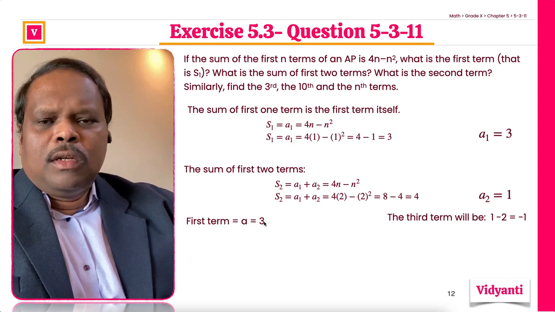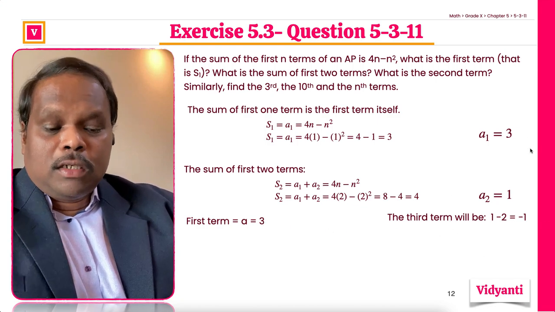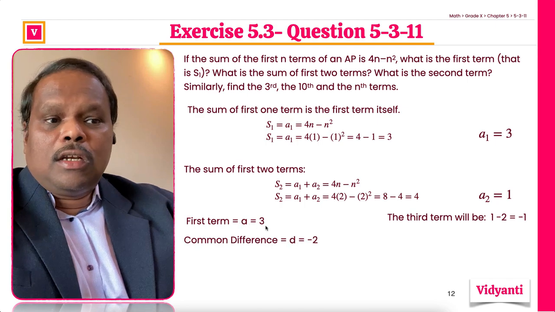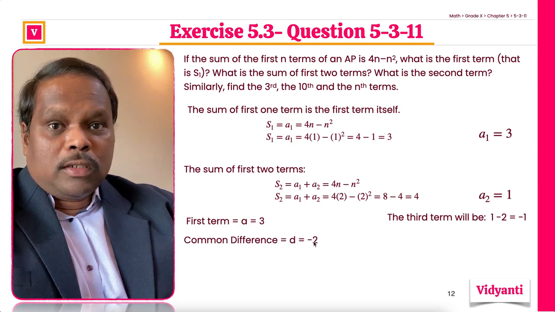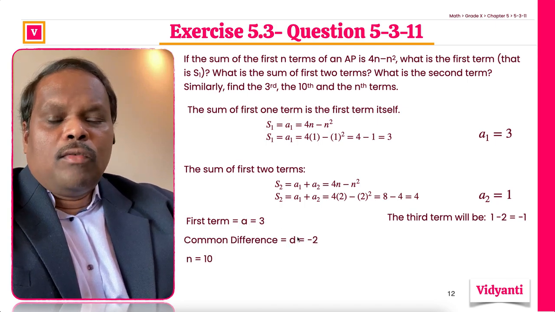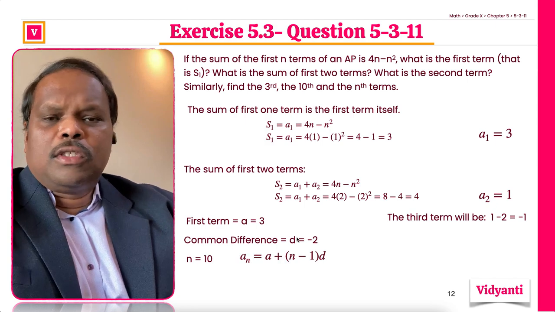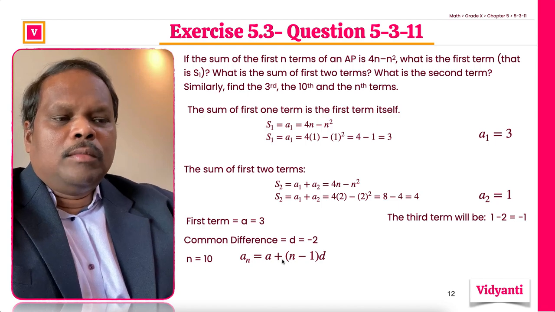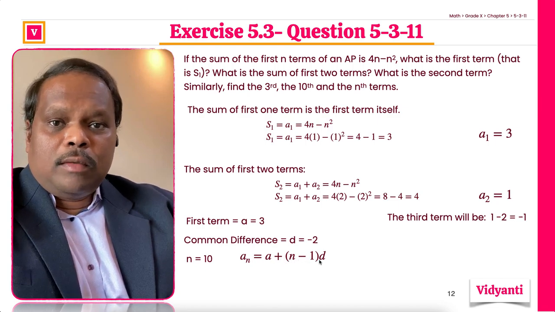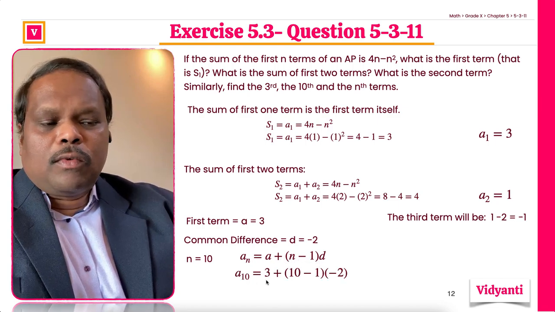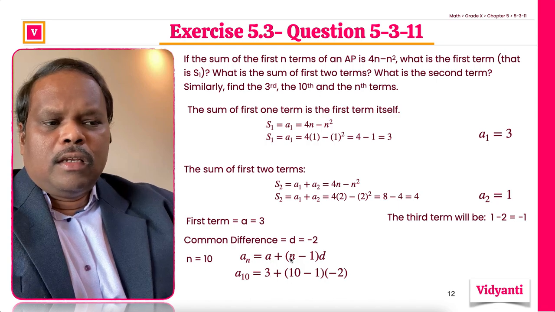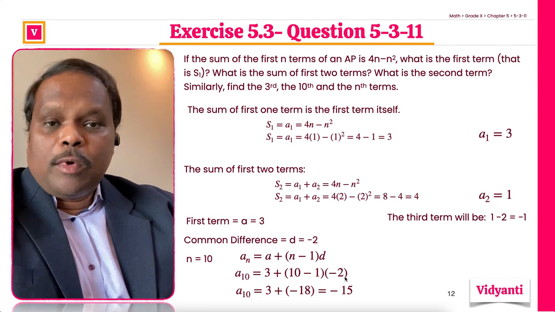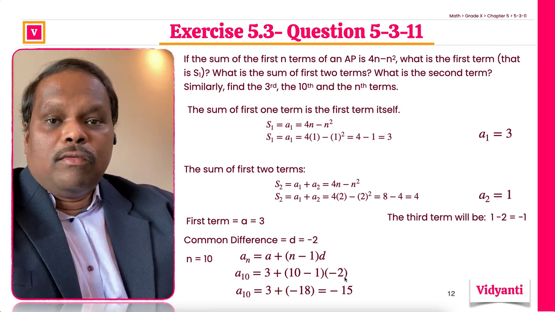Now the 10th term. We have got sufficient information about this arithmetic progression. The first term is 3, the common difference is negative 2. It's a decreasing series, and now we want to calculate the 10th term. So we can use the formula an equals A, the first term, plus n minus 1 times d. If you substitute, A is 3, n is 10, and the difference is negative 2. If you simplify that, the answer will come out as negative 15.